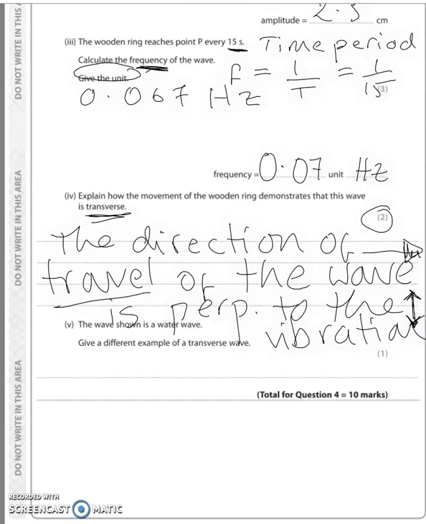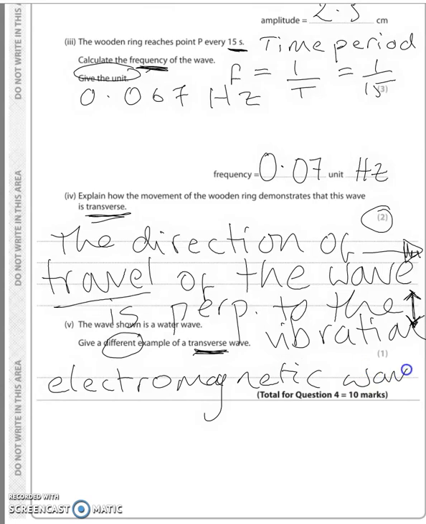Last part of the question, the wave shown is a water wave. Give a different example of a transverse wave. Be careful, there's so many people, they're rushing, they don't read the question properly, and they'll write water wave in there. That one's gone, can't have that one. So the next easiest example is any kind of electromagnetic wave, or just electromagnetic wave. So you could state that, or any example, something like light, radio, UV, any of the 7.